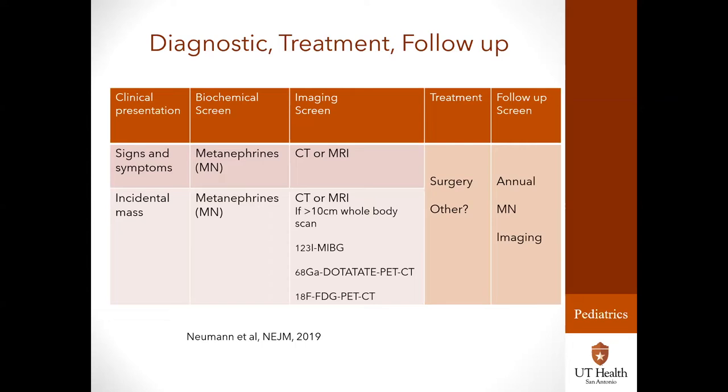fluorodeoxyglucose PET CT. Typically, the treatment is primarily surgical, but for recurrent or inoperable tumors, treatment options may include therapeutic MIBG, systemic chemotherapy, and targeted therapy. In view of the high rate of inherited PPGLs and chances of recurrence or additional tumors, it is recommended that these patients remain under surveillance lifelong with regular biochemical and imaging assessment. Now, there are important differences between PPGLs that present in adults versus children. If you could have the next slide, please.